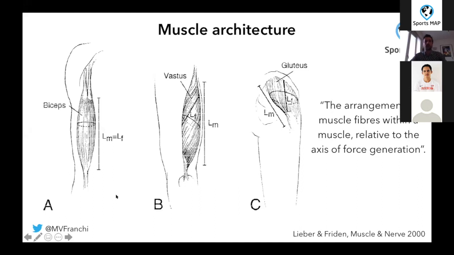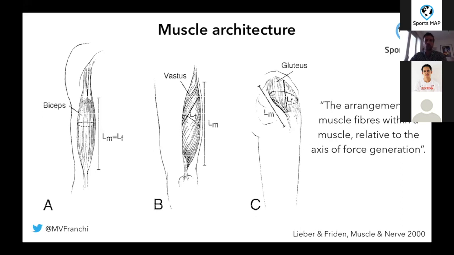Architecture has been described in relation to function for over a century. What we see here in this picture is the biceps brachii, which is mostly a parallel-fibered muscle, so one architectural arrangement. Then we see the vastus lateralis, a pennate arrangement, and the gluteus muscle, which has different architectural features and is a sort of multipennate muscle.